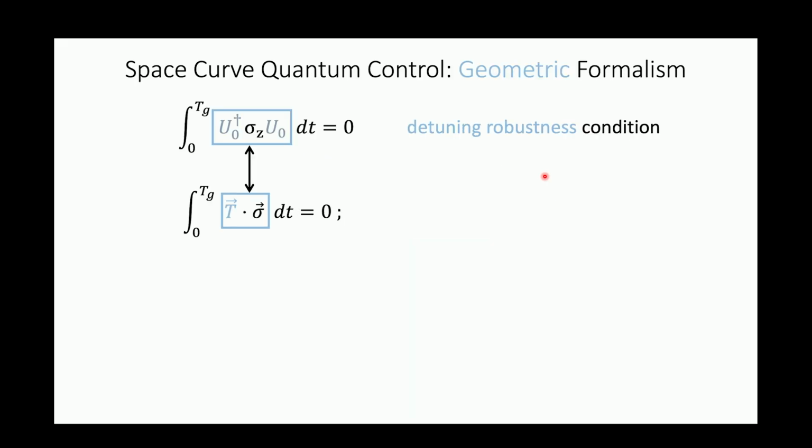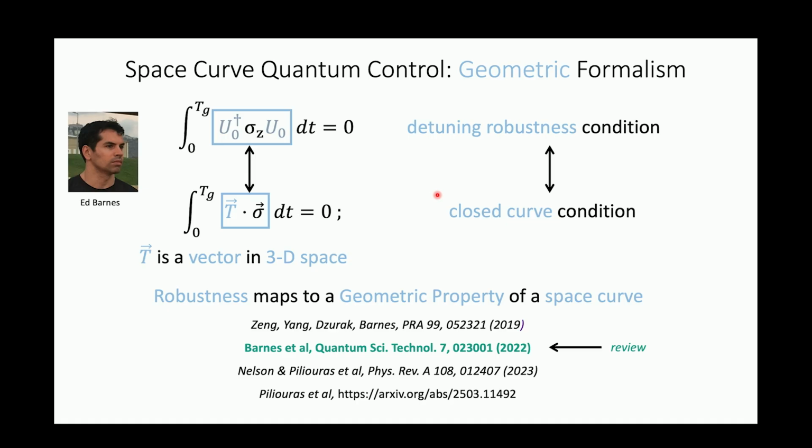What's neat is it just relates to this tangent. So I integrate the tangent around, and I need it to go to 0. Because the tangent's a vector in 3D space, I can just do this closed curve condition. And it's nice. It just shows that we can robustly map these things to these geometric properties.